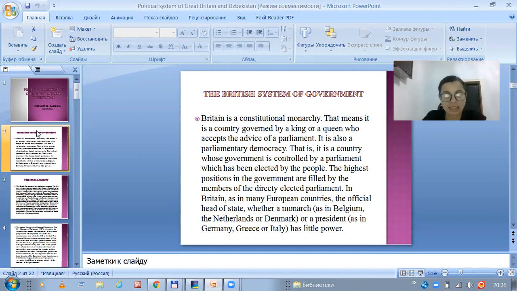In Britain, as in many European countries, the official head of state is a monarch, like in Belgium, the Netherlands, or Denmark, or a president, like in Germany, Greece, or Italy, and has little power.